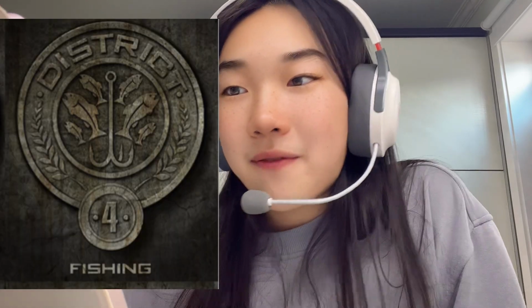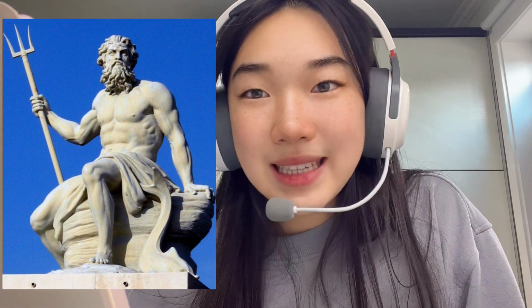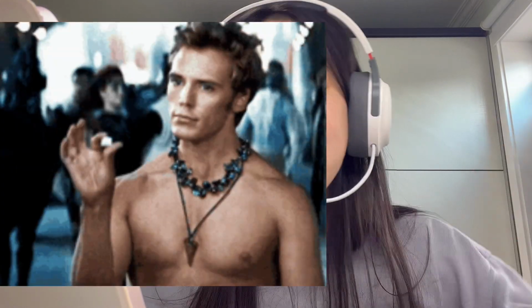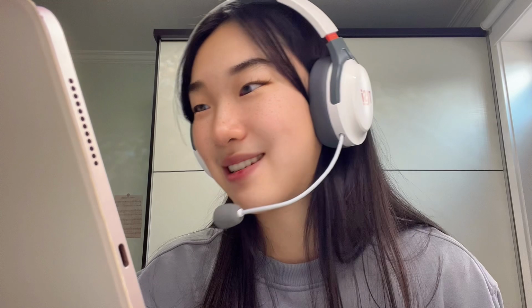And then District 4, fishing. That's pretty obvious, Poseidon. And you can even see Poseidon in their characters. Finnick Odair, he's a magnetic figure. It almost channels Poseidon's charisma and danger. Sometimes I relate him with Percy Jackson, but he doesn't really look like him. Other than that, I think he's very sassy and a badass. That just brings him even closer to relations with Percy.